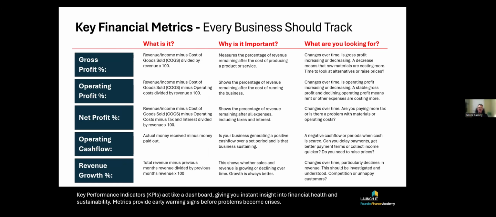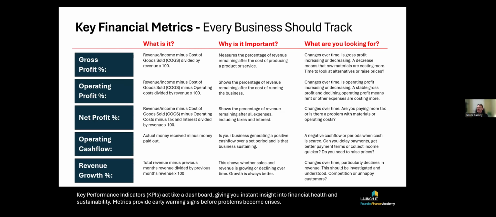So the first one is gross profit. And gross profit is really just taking your income minus the cost of creating that product or service. It's important for you in your business because it looks at the percentage of revenue that you're keeping after actually creating that product. And what you're really looking for when you look at this is changing over time. So, is gross profit increasing? And what that actually means is really just that I need to look at some things within my business.